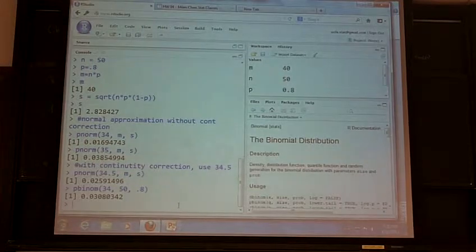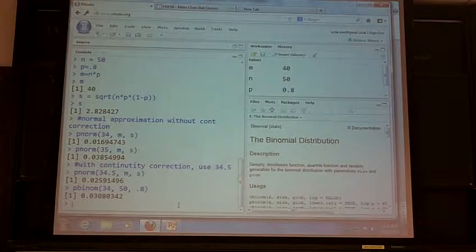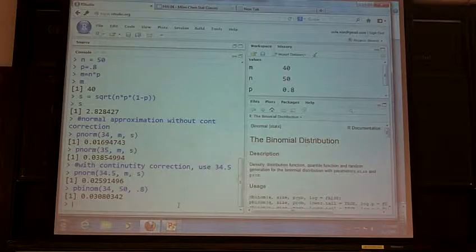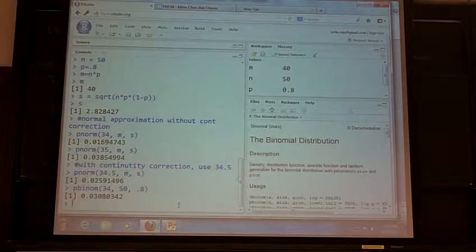Okay, so I'm going to do this in R here. What I'm going to do is create a population. I'm going to call it population, and in the population I'm going to just generate, let's just make 50,000 people.